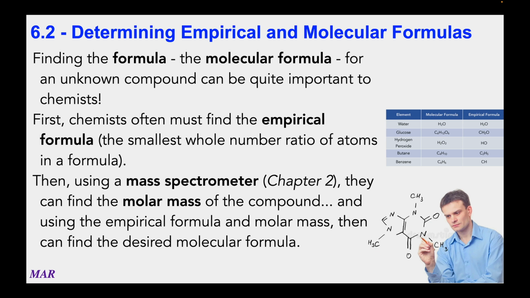If a chemist has the empirical formula, they can use a mass spectrometer, which we talked about in chapter 2, to find the molar mass of the compound. And between the molar mass of the compound and the empirical formula, you can find the desired molecular formula. So we're going to explore this whole pattern, this pathway, in this section, and I'll show you how chemists do it.